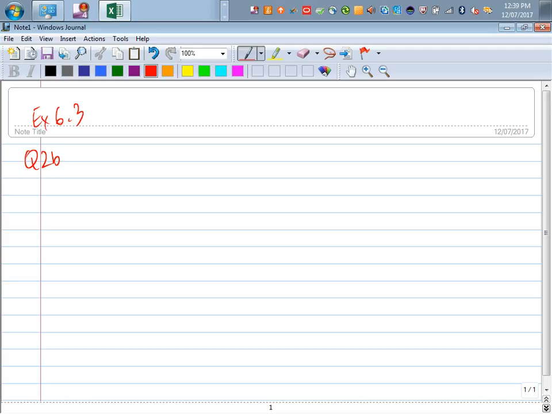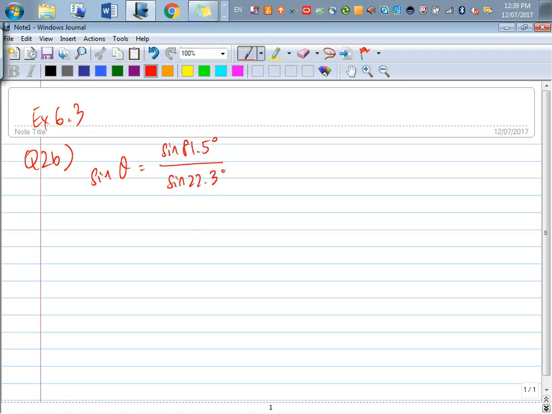Find the acute angle theta in degrees of the following. Question 2b, we have sine theta equals sine 81.5 degrees divided by sine 22.3 degrees. Okay, we can evaluate what is on our right hand side with our calculator, and we get 2.6064.